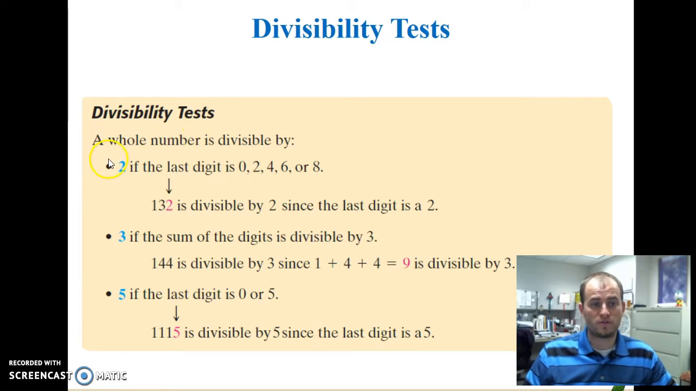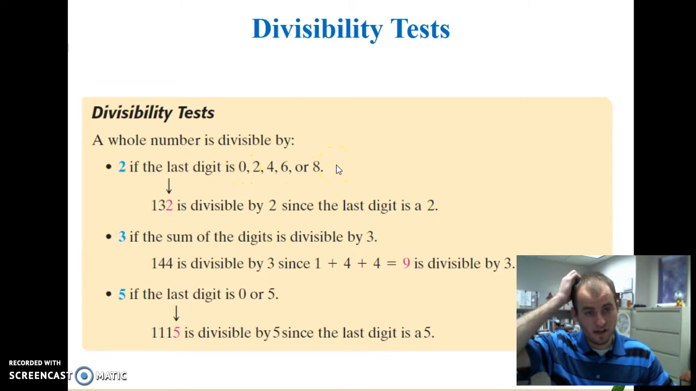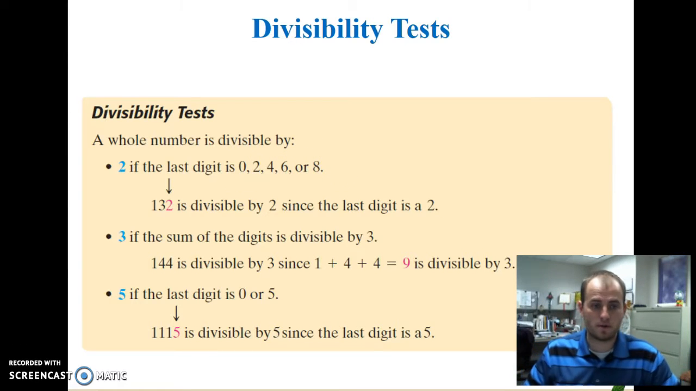So how to figure out if 2 divides a number: 2 only goes into even numbers. Okay, so if the number ends in 0, 2, 4, 6, or 8, then we know 2 divides the number. To figure out if 3 goes into a number, you find the sum of the digits and see if that is divisible by 3.